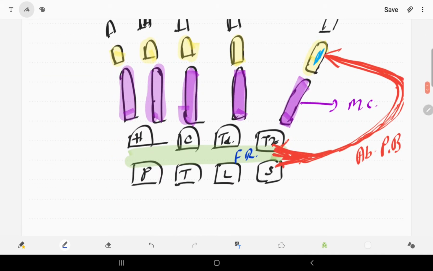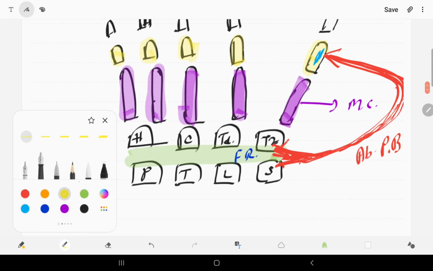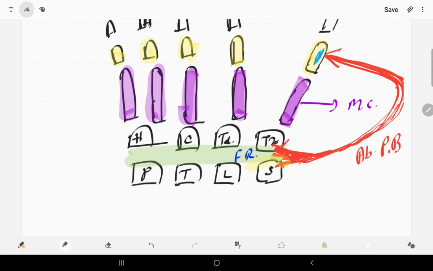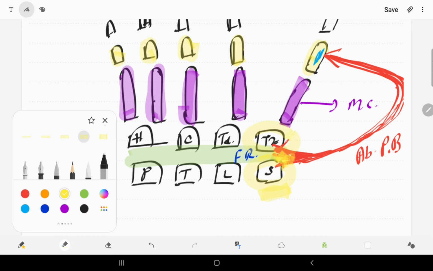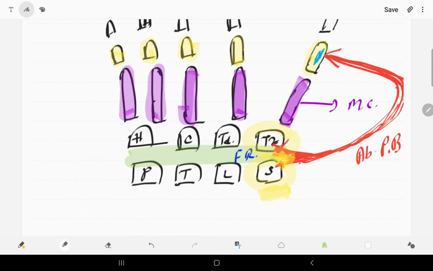So once again, abductor pollicis brevis is originating from where? Your scaphoid bone, trapezium and flexor retinaculum. So the tubercle of scaphoid, the crest of trapezium, and flexor retinaculum, from here your abductor pollicis brevis originates, and it is inserted into where? The insertion is denoted by blue. It is inserted into the lateral side of the base of the proximal phalanx of the thumb.